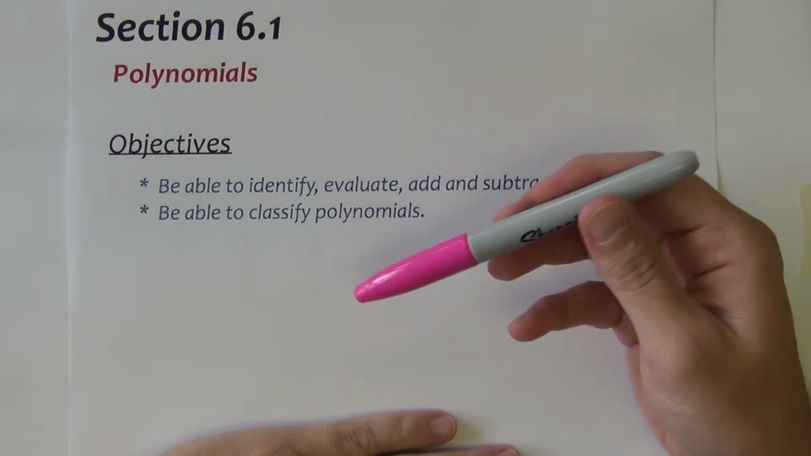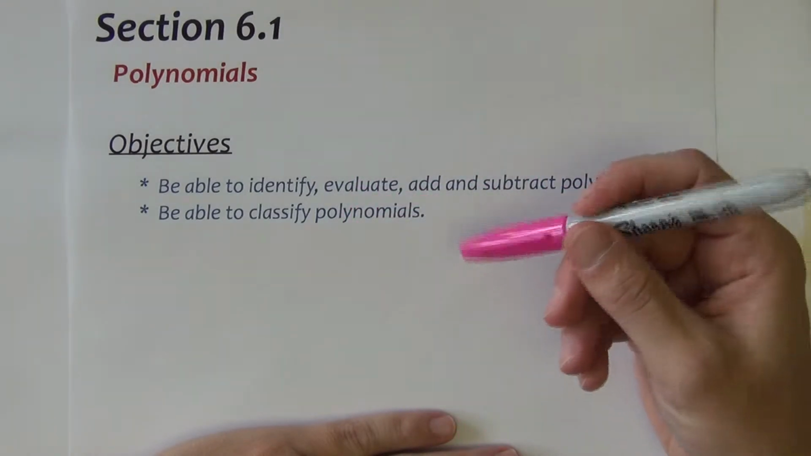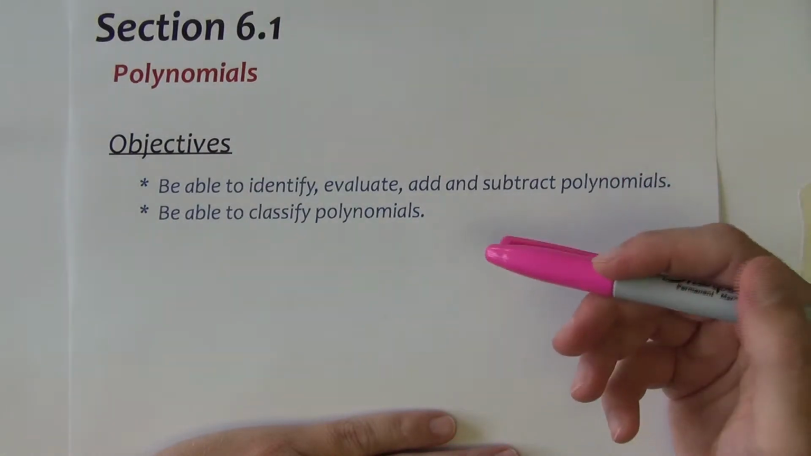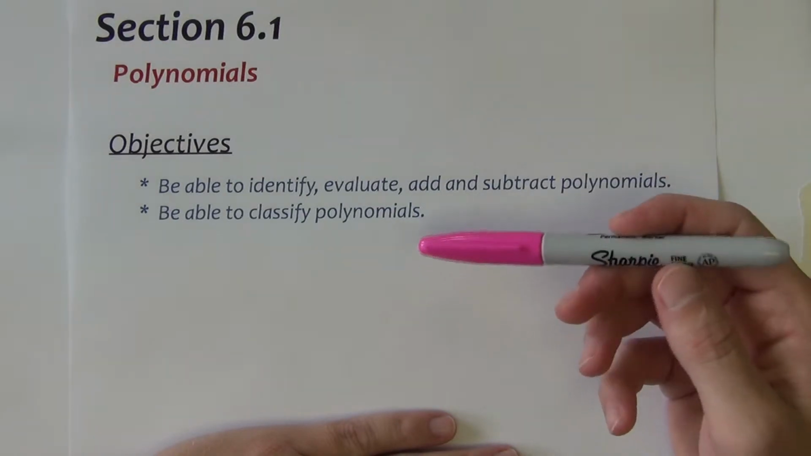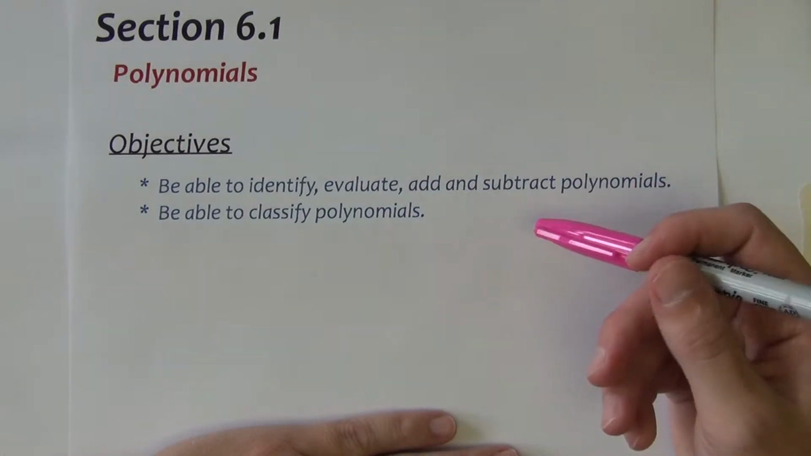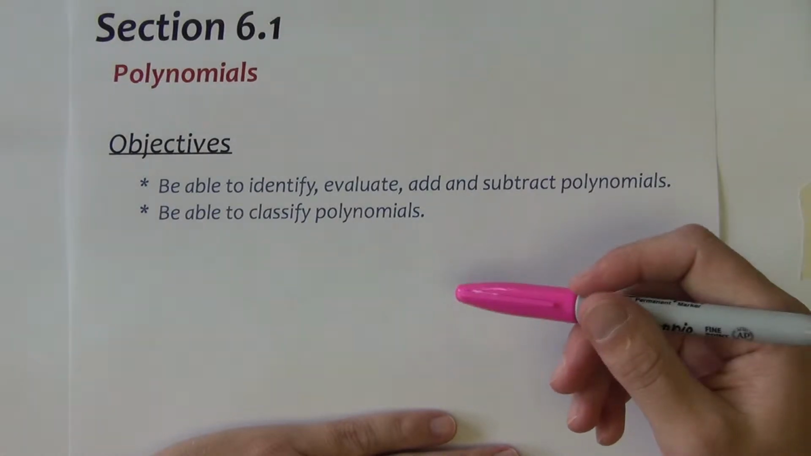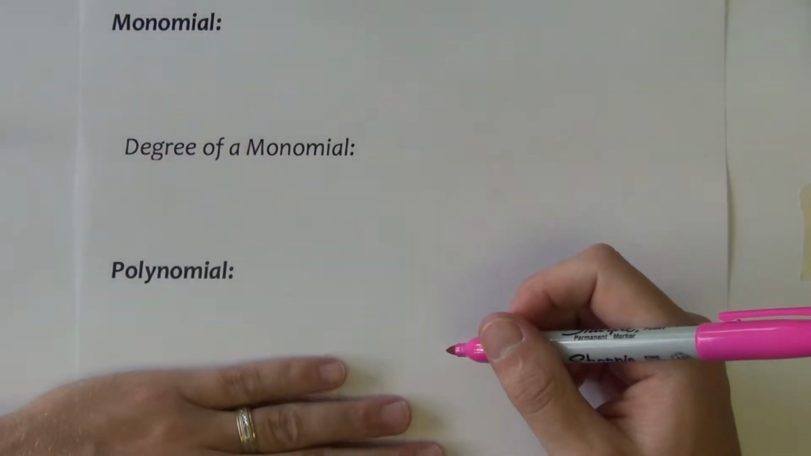Section 6.1 is titled Polynomials. In this section we'll look at how we identify, evaluate, add and subtract polynomials. Also we'll look at a lot of vocabulary, talk about how we classify polynomials. And then we'll also look at some basic operations of polynomials as well. We begin with some vocabulary.